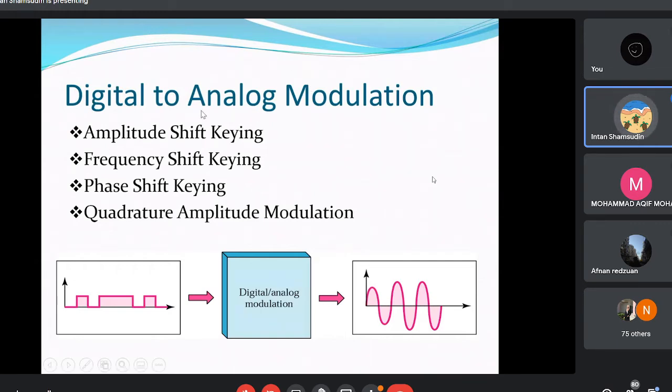The first one is digital to analog modulation or conversion. Kita nak convert digital signal into analog signal. Right, so kita akan guna these four methods lah. Okay, akan ada amplitude shift keying, frequency shift keying, phase shift keying and quadrature amplitude modulation. Alright, from digital signal, okay, and then masuk digital to analog modulation, right, and then turns to analog signal.